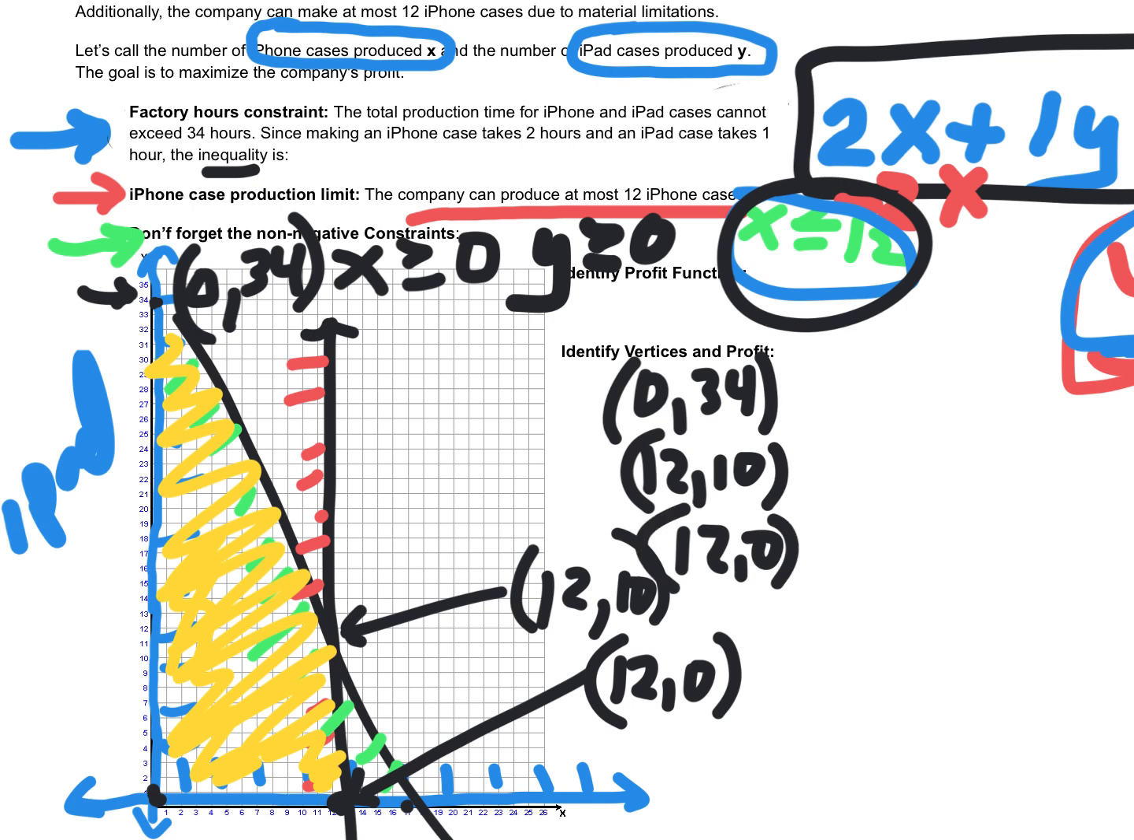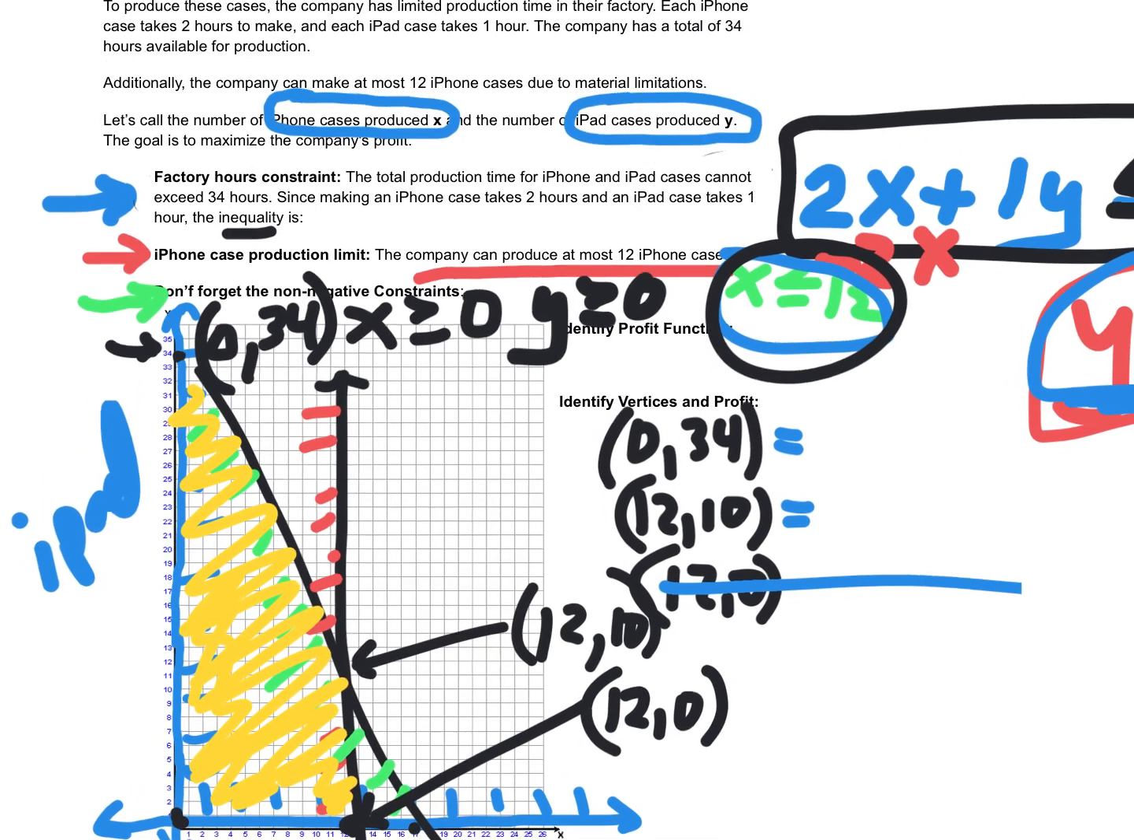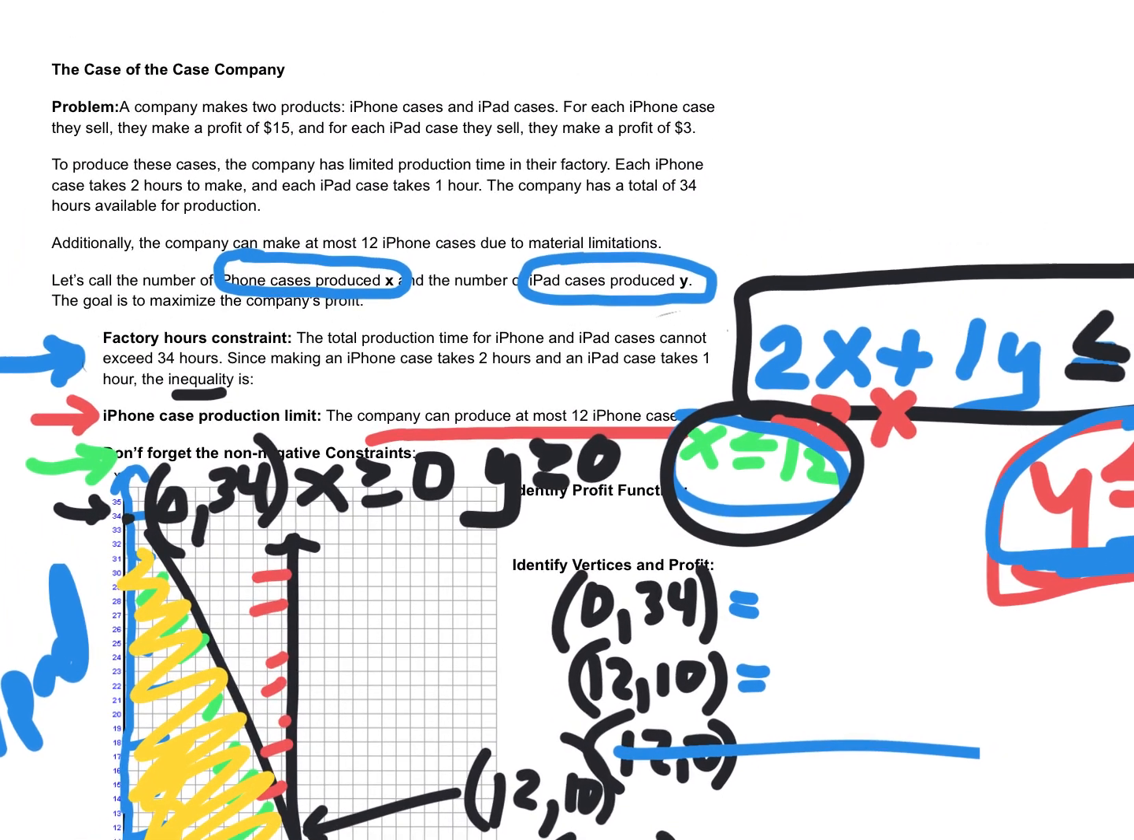Once again, you can use logic. You've got a brain. You can go, wait, there's no way that 12, 0 is going to be as good as 12, 10, because 12, 10 has profit from 12 of the one and 10 of the other. So I'm ruling that one out. I know it's between these two, but I don't know which one is actually going to give me more profit. So that's where I've got to look at the very beginning of the problem, where it said how much profit I made.